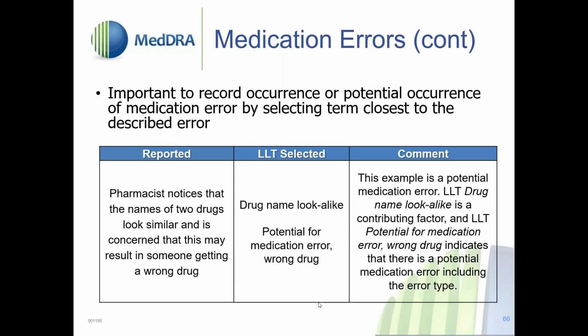Sometimes potential medication errors are reported. Such incidents should also be captured as specifically as possible. Also, the contributing factor should be captured, like in this example from the PTC document, where it is reported that a pharmacist noticed that the names of two drugs look similar and is concerned that this may result in someone getting a wrong drug. LLT drug name lookalike captures the information about the contributing factor, and LLT potential for medication error, wrong drug, indicates that there is a potential for a medication error, including the error type.